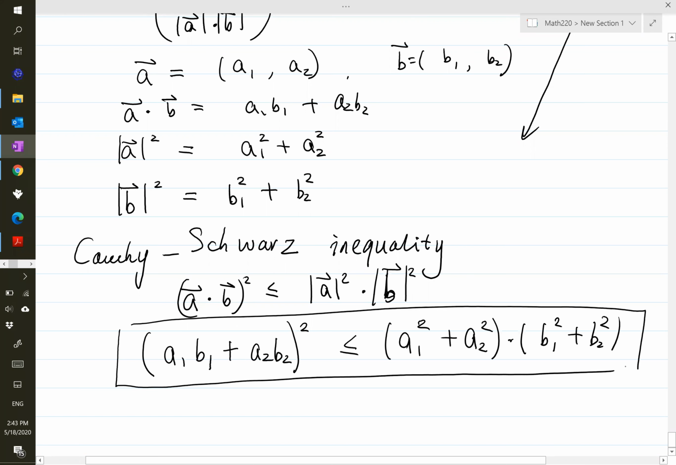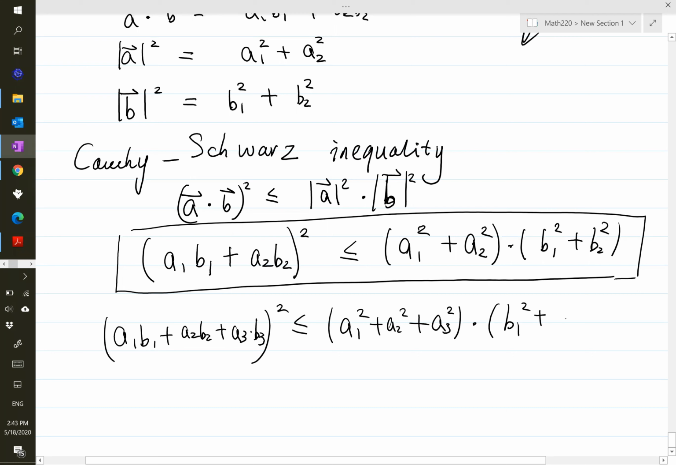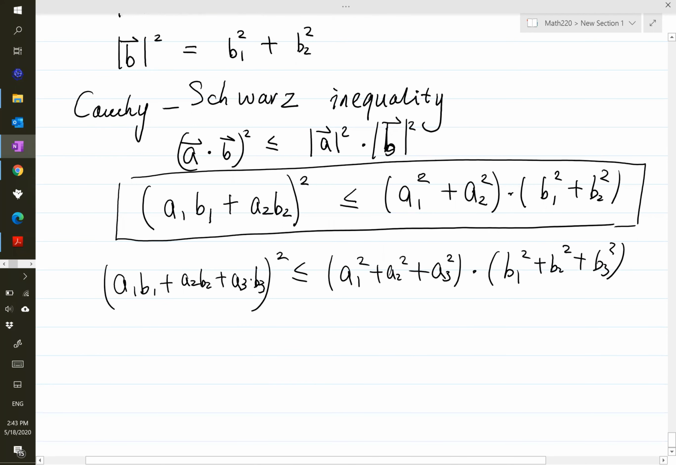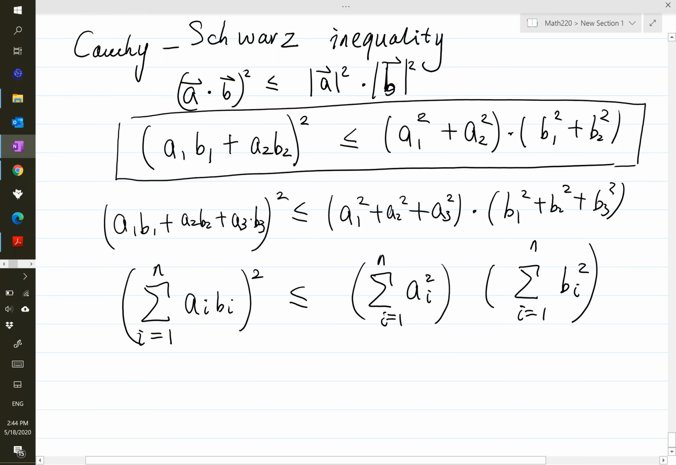If you have higher dimension, say 3 dimensions, then you get (A1 B1 plus A2 B2 plus A3 B3) squared is bounded by (A1 squared plus A2 squared plus A3 squared) times (B1 squared plus B2 squared plus B3 squared). This is true in n dimensions: the sum from i equals 1 to n of A_i B_i, squared, is less than the sum of squares of A times the sum of squares of B. So this is the famous Cauchy-Schwarz.